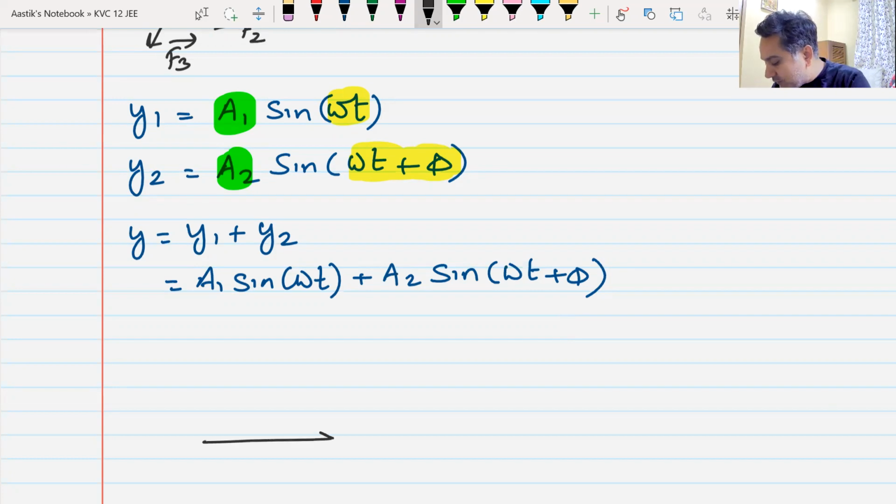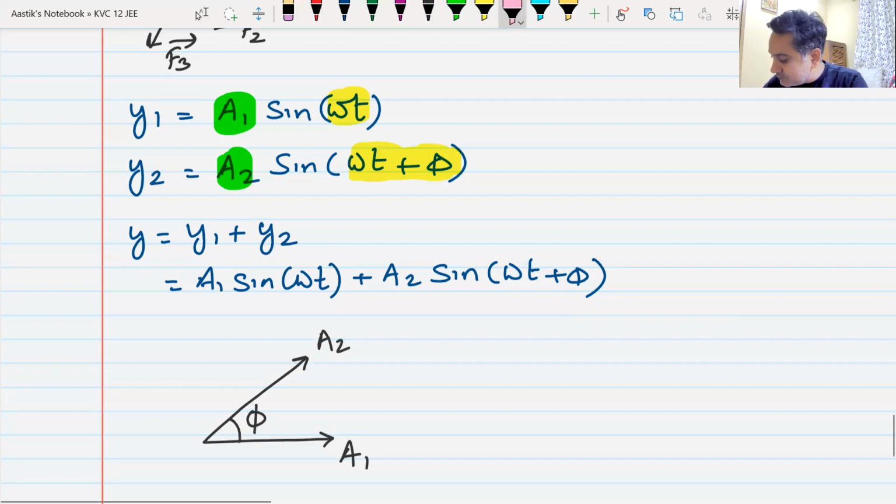I will draw the lagging wave first. I draw the amplitude. And then I draw the leading wave. It is leading means it is ahead, and it is ahead by an angle of phi. Do you see this phi? So A1 is here and A2 is ahead. So therefore it is ahead. Anti-clockwise angles are positive. Do we understand this?